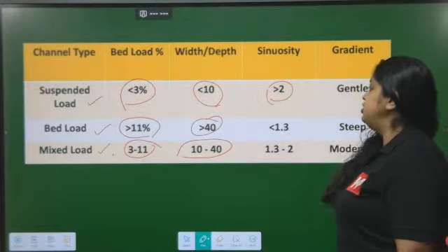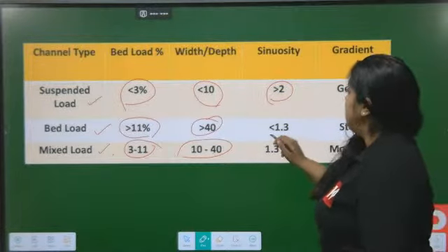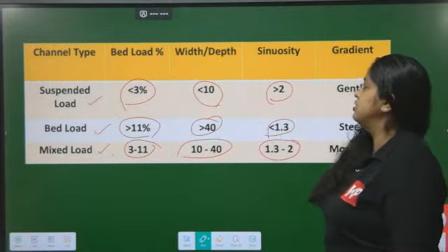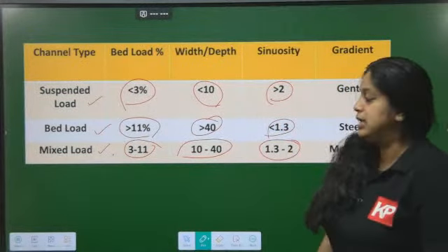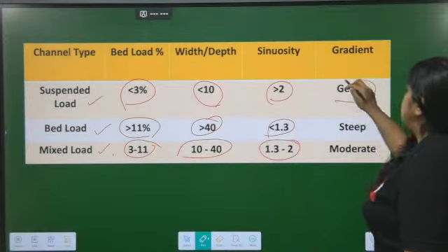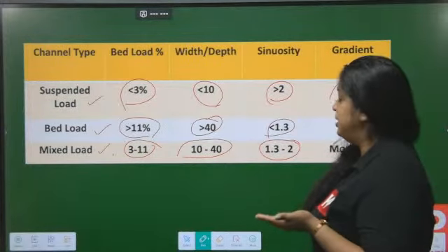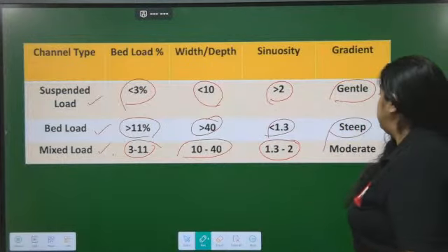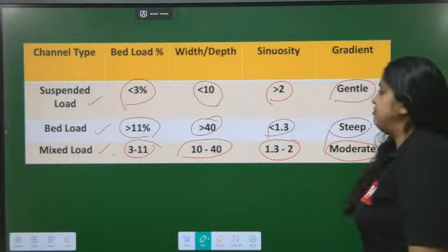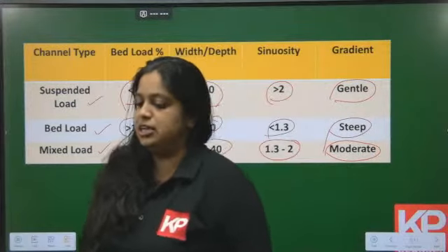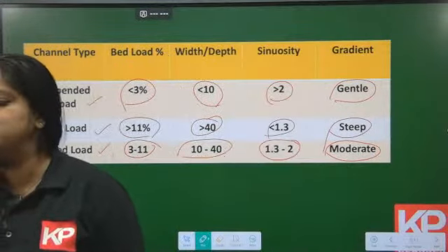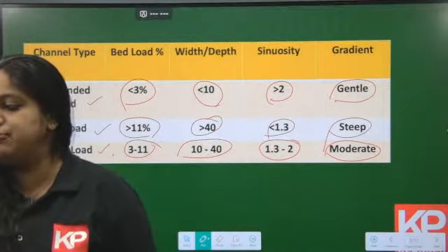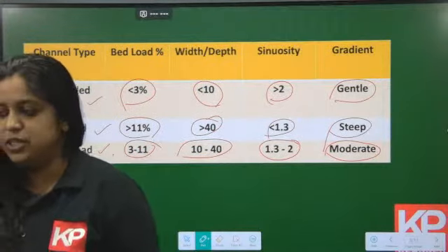Sinuosity is greater than 2 for a suspended load channel. For a bed load channel, it is less than 1.3. 1.3 to 2 is the sinuosity of a mixed load channel. The gradient of a suspended load channel should be gentle. It should be steeper for a braided channel. A moderate gradient defines a mixed load channel. So these are the different types of channel classification.